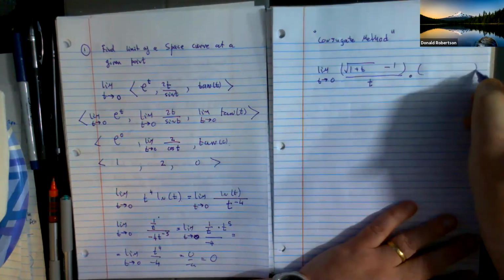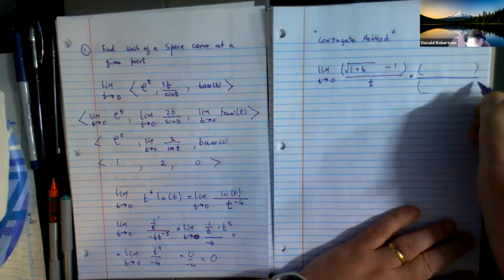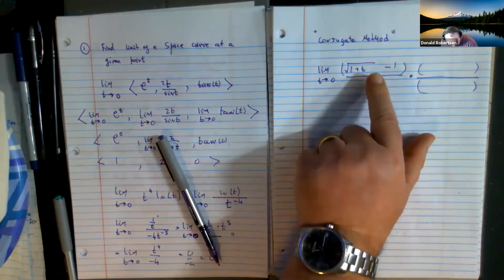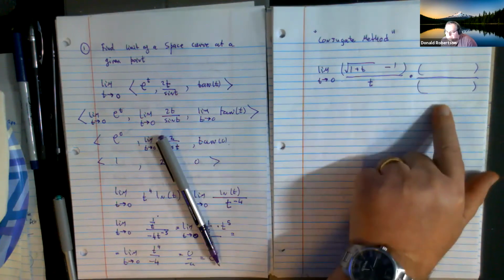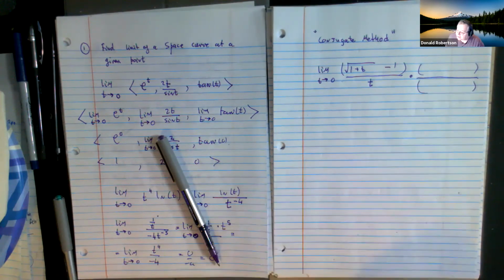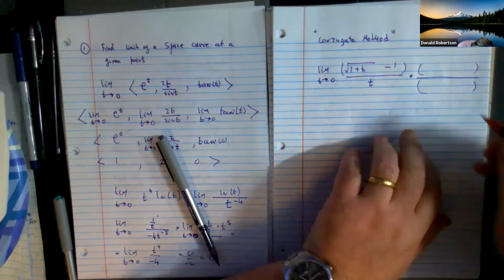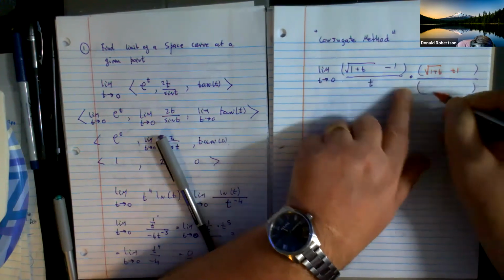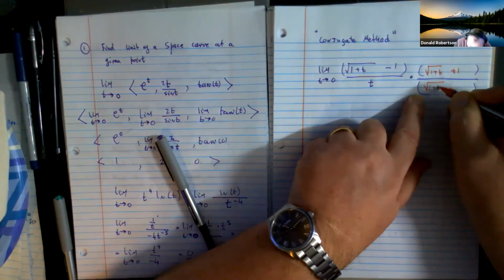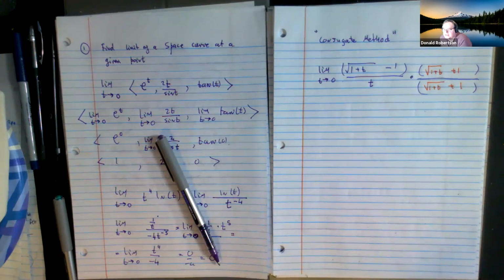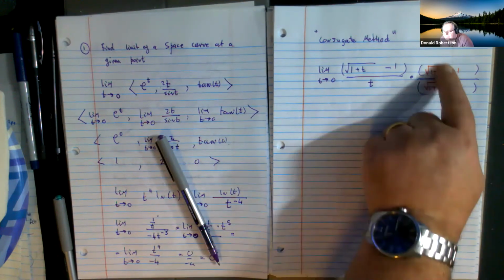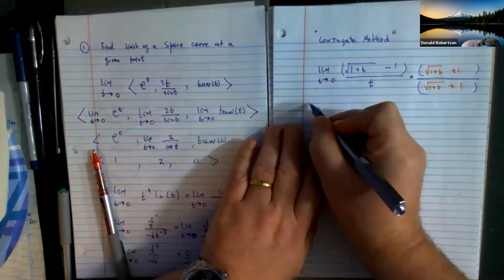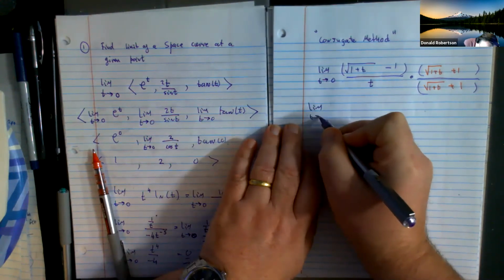And what you do here is a really sneaky piece of algebra. You multiply this fraction by a special version of 1. It's called the conjugate. And it's the same guy that has the square root, but with a plus instead of a negative. And this is called the conjugate, hence the name. Now you might think, how on earth is that going to make anything better? Well, let's find out.